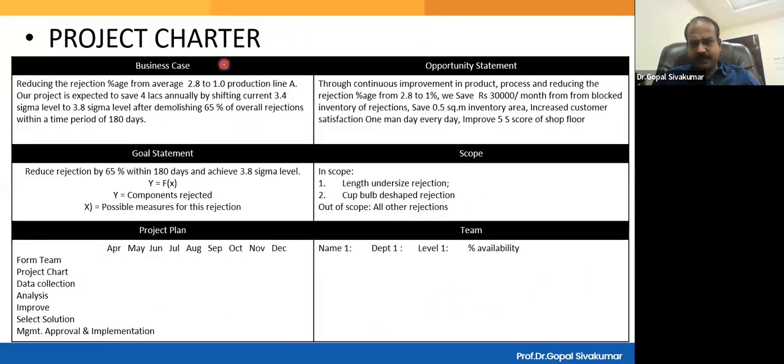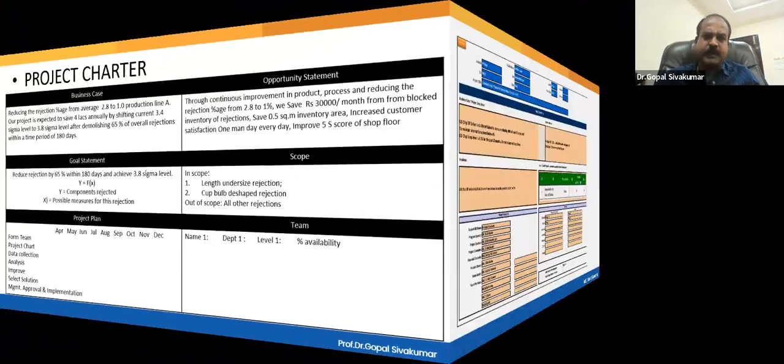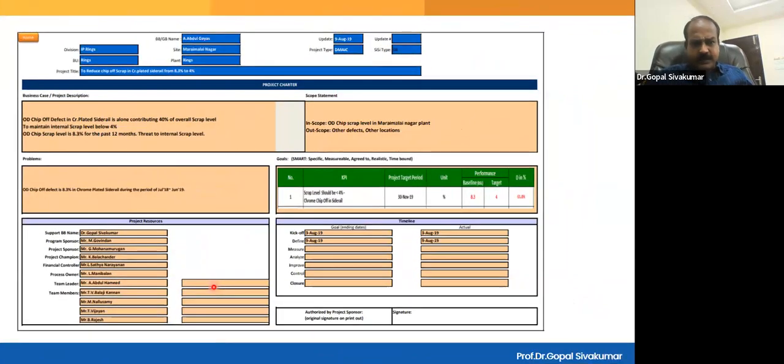And then this is another project charter, reducing the rejection percentage from 2.8 to 1% and leading to savings. You can leisurely go through all of this; they were already shared with you. And this is again a project charter for a piston manufacturing company, where the outer diameter chip issue was reduced.